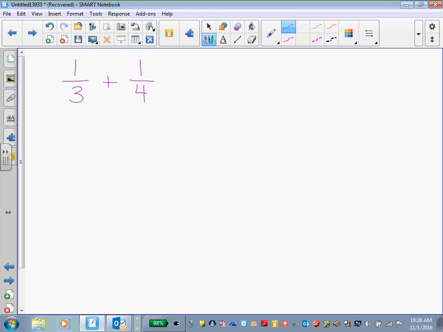So what are my two denominators? 3 and 4. So what denominator can I multiply this 1/3 fraction by? 4. So 3 times 4, and then whatever I do to the denominator, I have to do the same thing to the numerator. So we'll do 1 times 4. And then go over here to the 1/4. What can I multiply it by? 3. So 4 times 3, whatever I do to this denominator, I do to this numerator. 1 times 3.